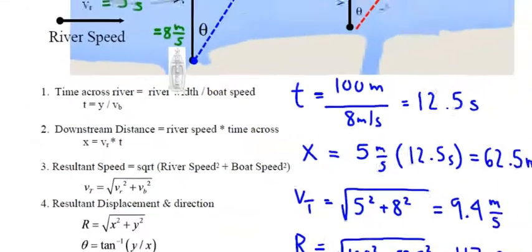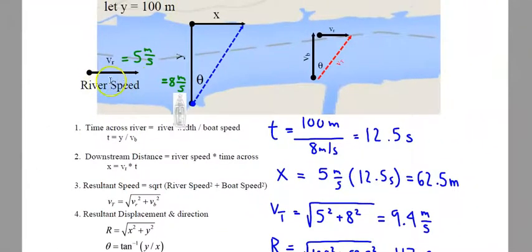Well, the boat is trying to go north, but the river is pushing eastward. So as the boat is crossing the river, it's being pushed eastward, which is why you have this blue diagonal resultant vector. So the x value, which is the downstream drift or downstream displacement, is equal to the river speed times the time across the river.